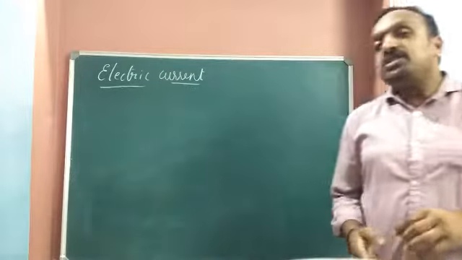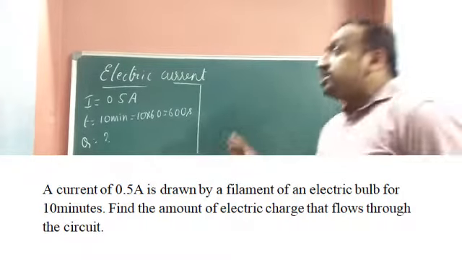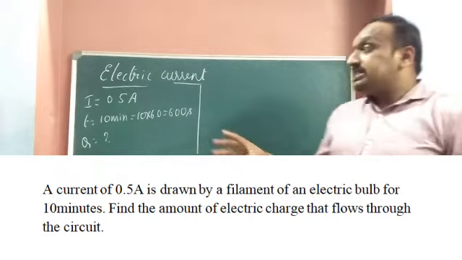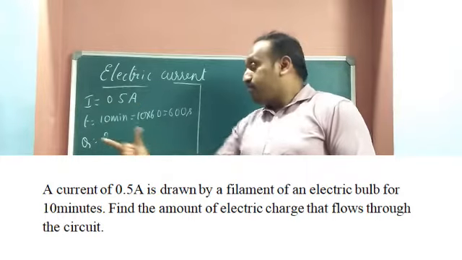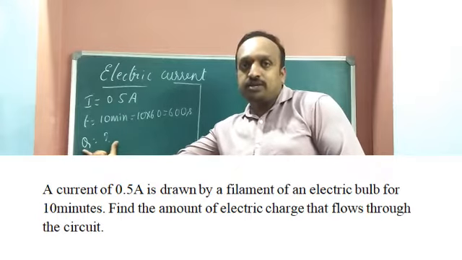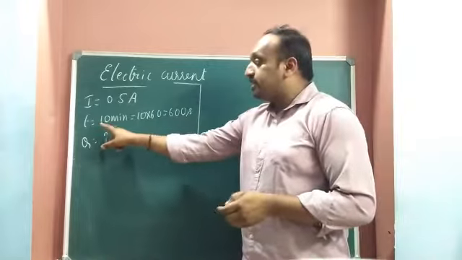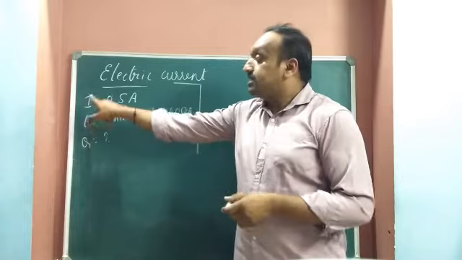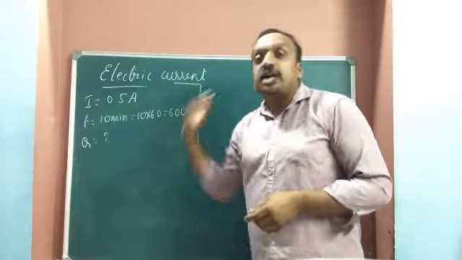Now, let me solve one numerical based on the content. The question is like this: an electric bulb which is consuming 0.5 ampere of the current for 10 minutes. What is the charge flowing in the circuit? See here, to solve this one, first step is we need to convert minute in terms of second because the SI unit of time is second.